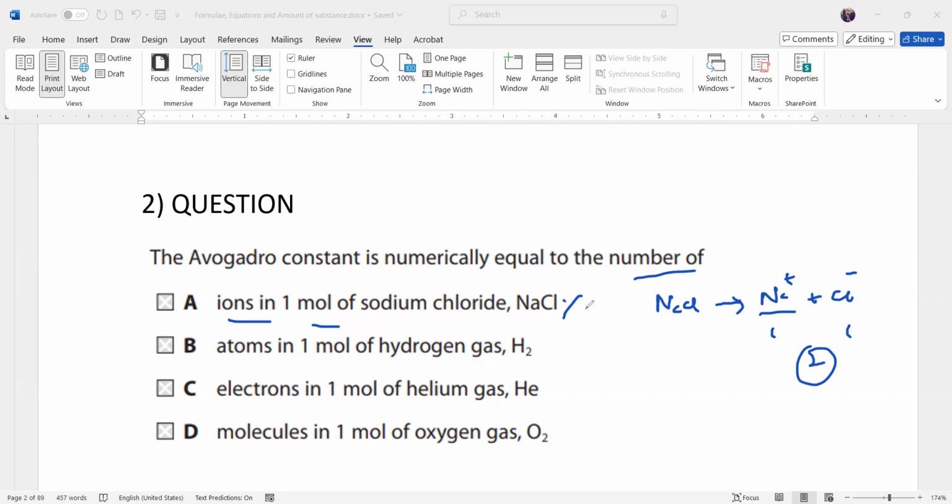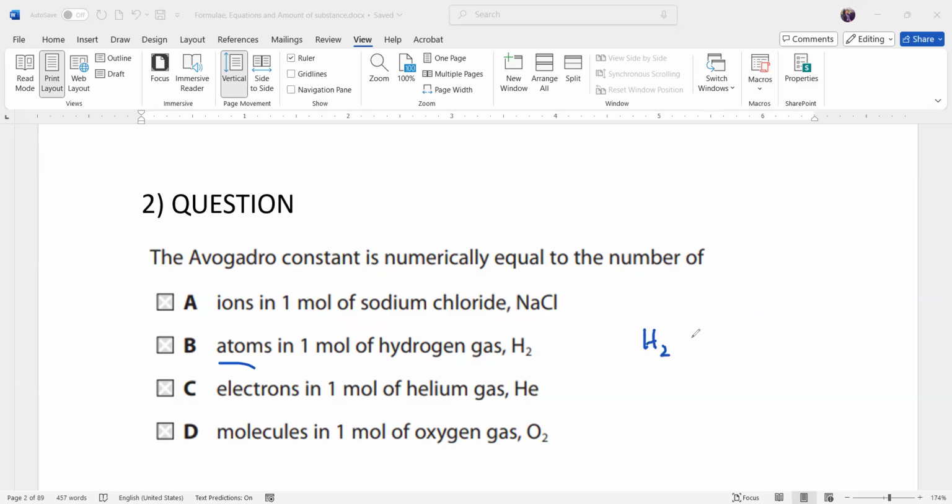So it cannot be A. What about B? Atoms in 1 mole of hydrogen gas. 1 mole of hydrogen gas, how many atoms does it contain? It contains 2 hydrogen atoms per molecule, so the total will be 2. But we want it to be 1. So this cannot be the answer either.